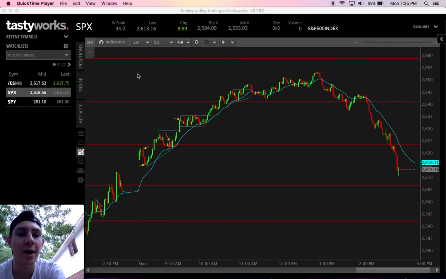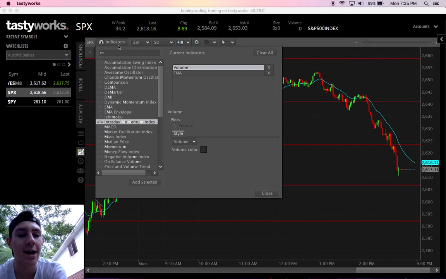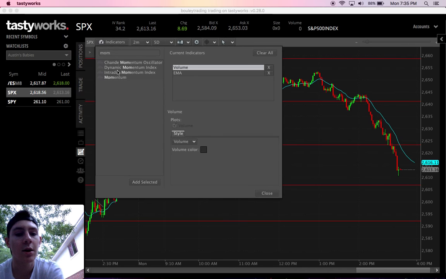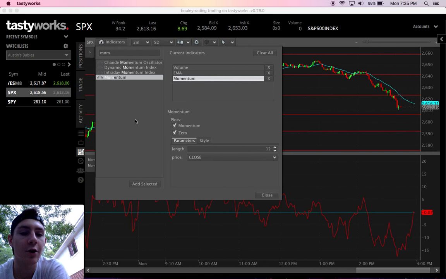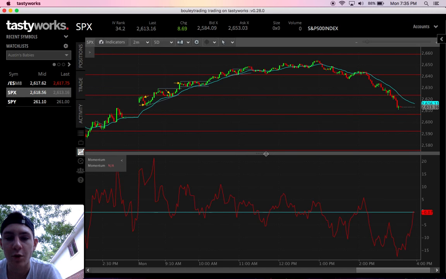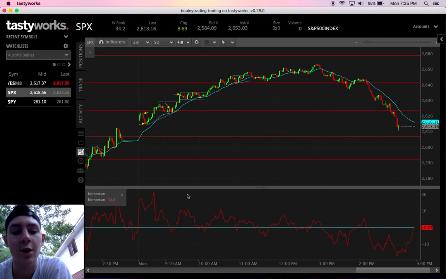So momentum indicator, if you're on the Tastyworks platform or TD Ameritrade or any other, you go to your indicators. You can either search up momentum or you can search it alphabetically. It's basically just momentum or momentum indicator or intraday momentum index. Just find something related to that and something that looks roughly like this. Okay, so I want to show y'all how the momentum indicator would have helped y'all trade today.